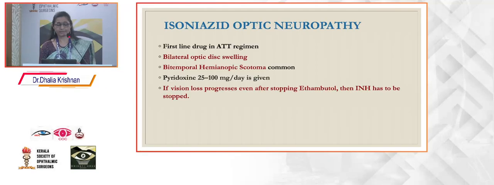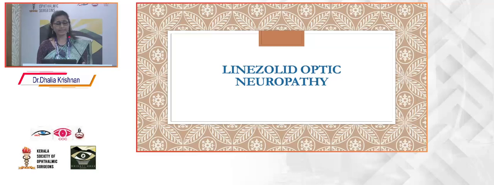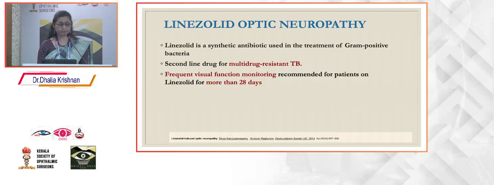Coming to isoniazid optic neuropathy, which presents with bilateral optic disc swelling and bitemporal hemianopic scotoma. In a patient on ATT, if the vision loss is progressing even after stopping ethambutol, INH has to be stopped. Next, coming to linezolid optic neuropathy, which is seen in patients on multi-drug resistant tuberculosis. Here it is recommended that frequent visual function monitoring should be done if linezolid is being given for more than 28 days.